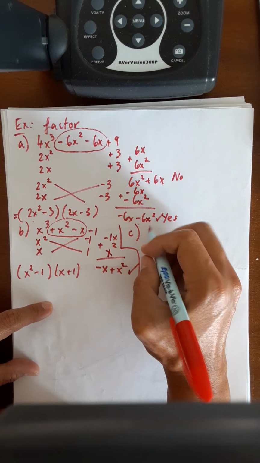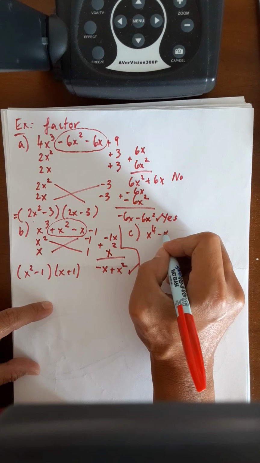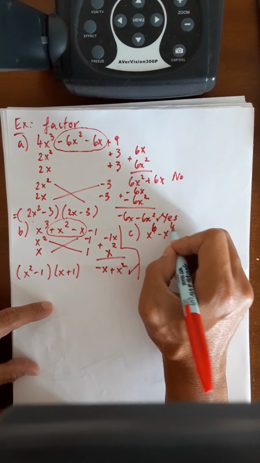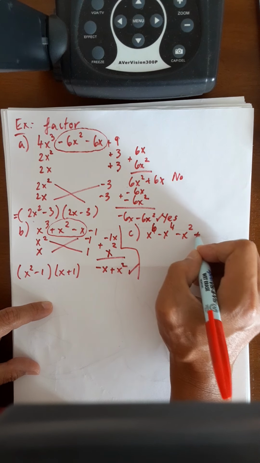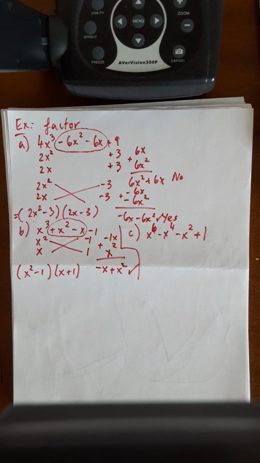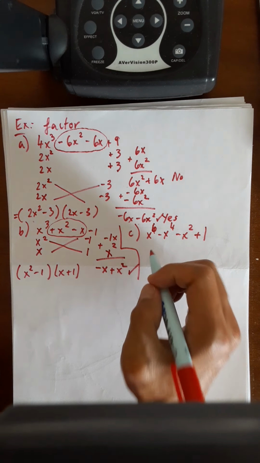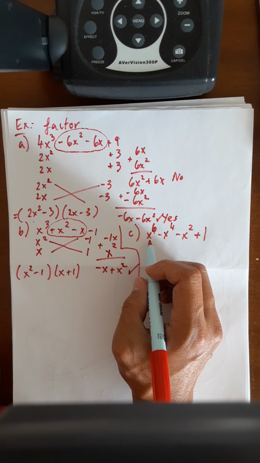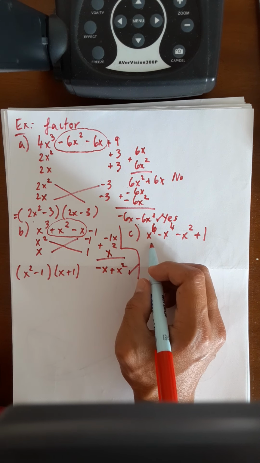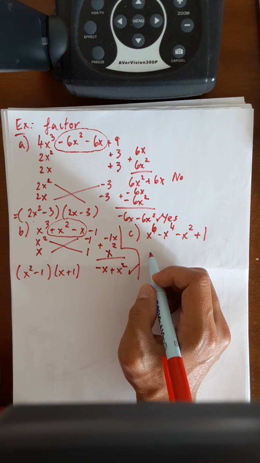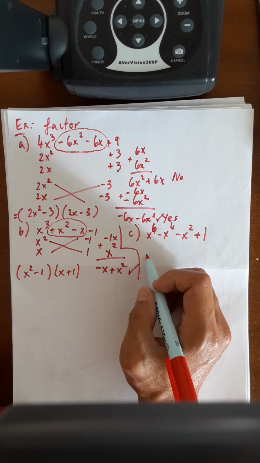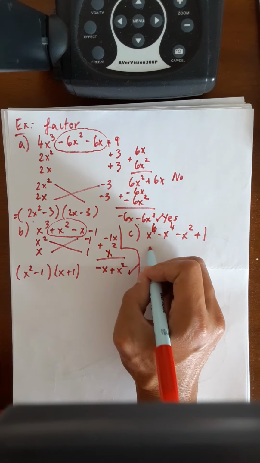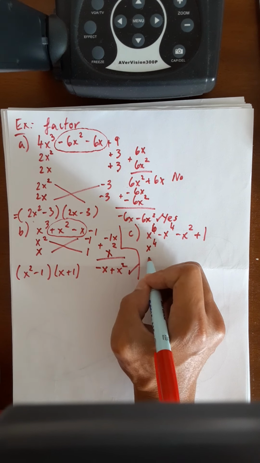Alright, I'm going to have you do C: x to the 6th minus x to the 4th minus x squared plus 1. You can pause the video and work this by yourself. Let's look at x to the 6th. Do I want to do x cubed times x cubed? That is x to the 6th, but there's no x cubed here. You have x to the 4th and x squared. So you want to do x to the 4th times x squared.